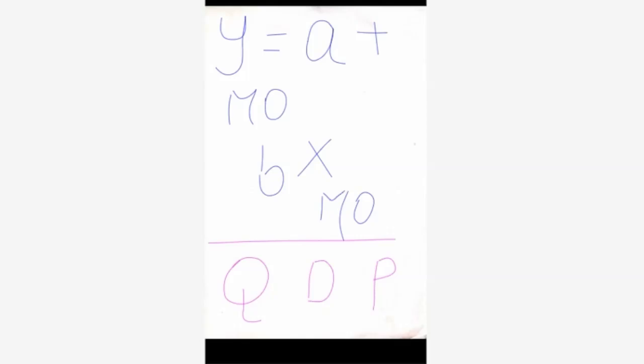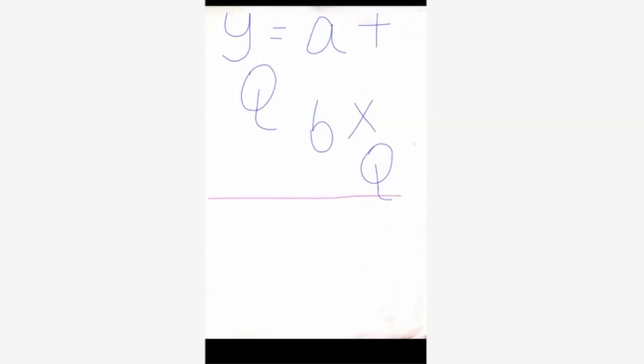So with respect to quartiles, deciles and percentiles, look here: y quartile is equal to a plus b x quartile. This means that in this given relationship, x is a variable which has taken the value of quartile, so correspondingly y has also taken the value of quartile.